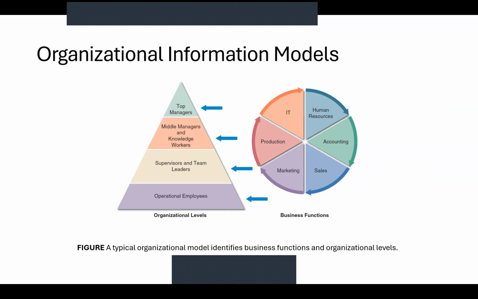Then you have production, you have the information technology department, and at each level there are top managers. So in each of these departments, there are top managers, middle managers, knowledge workers, supervisors, team leaders, and operational employees. So if we talk about an information system as a whole in an organization, there are different departments, and in each department, there are different levels managed by different people. That includes top managers, middle managers, knowledge workers, supervisors, team leaders, operational employees, etc.